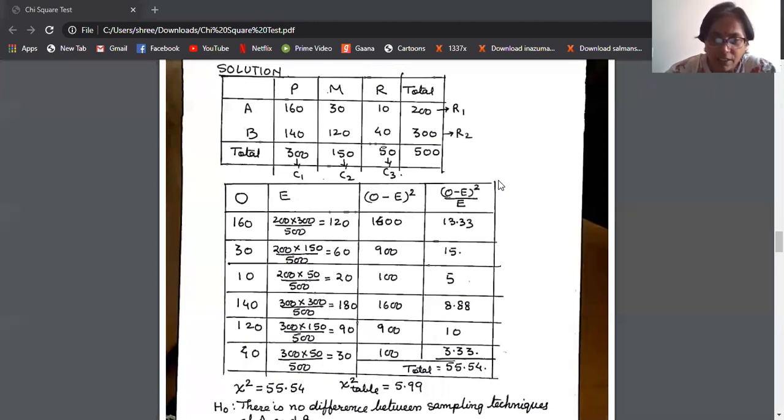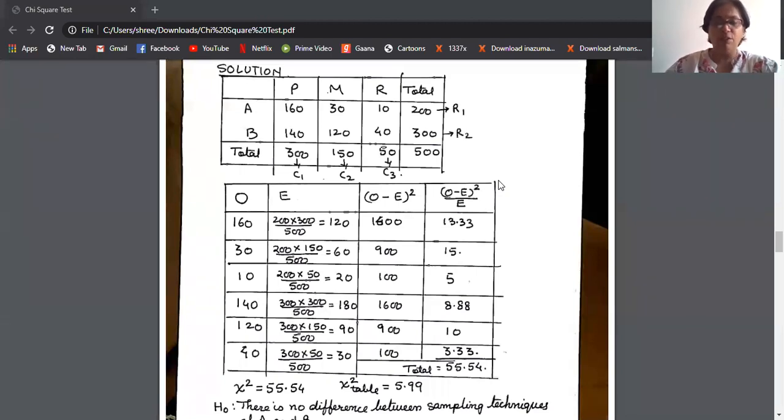Then you take 30. For 30, you calculate E, that is 60. The 60 is there on your calculator. 60 minus 30, you get 30. The square, there is no square button there, so into 30 you'll do. So you get 900 divided by 60, you get 15. So if you calculate row wise, you will go faster than finding the expected value of all of them, then finding O minus E the whole square of all of them, and then dividing by E of all of them, and then adding. Okay, so you calculate row wise.